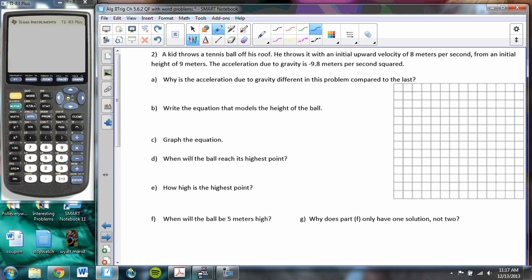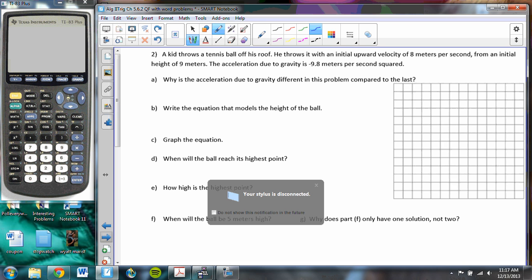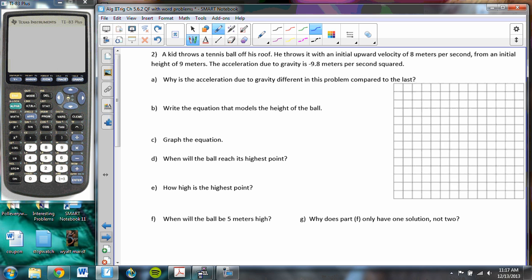Part A asks, why is the acceleration due to gravity different in this problem compared to the others? The last one was negative 32. Here it's negative 9.8. Why is it different? What's lighter? Gravity's going to pull at the same rate no matter how heavy it is. That was a good idea, though. Yeah, Matt? Its initial height is different. Gravity's going to pull at the same rate no matter how high you are. Because these are so close to each other, 9 meters and no meters, that's not going to make a difference. There are equations to worry about that, but that's not what this is. The initial height isn't making a difference.